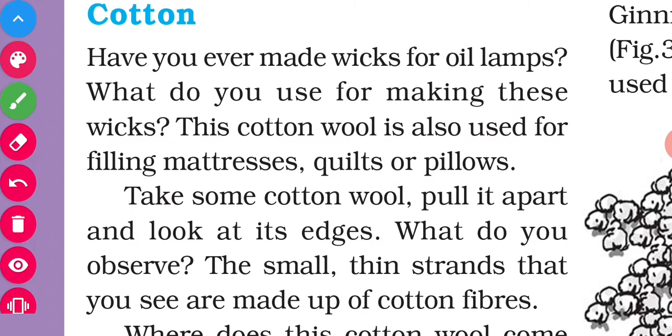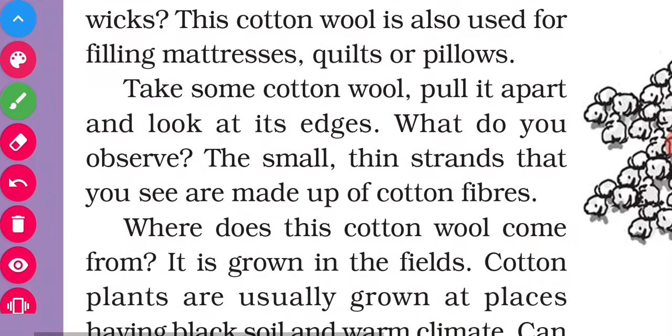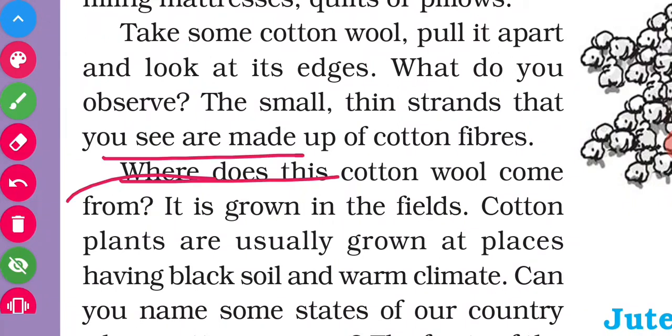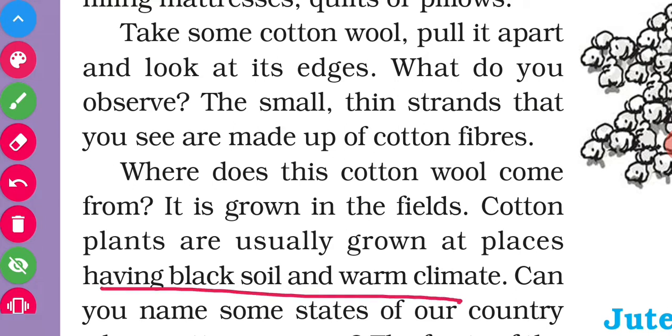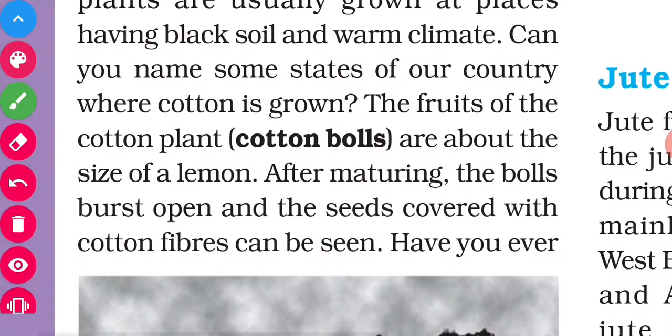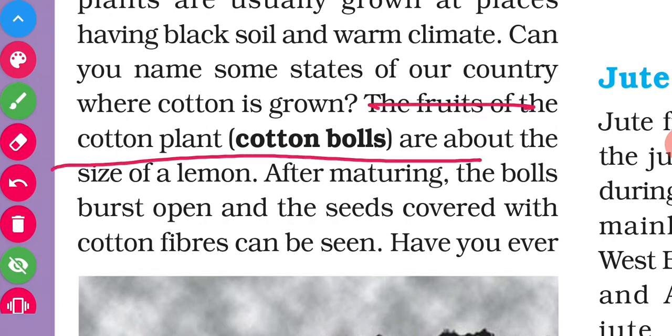Cotton is mainly grown in black soil and a warm climate. In Maharashtra also cotton is grown. The fruit of the cotton plant is known as the cotton boll, which is the size of a lemon. After maturing, the balls burst, and there is cotton with seeds inside.